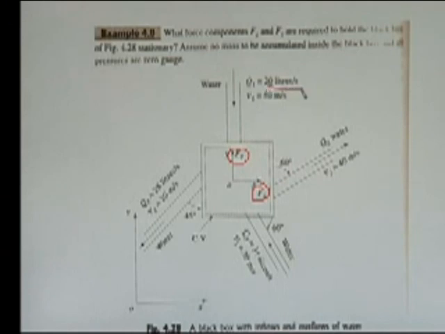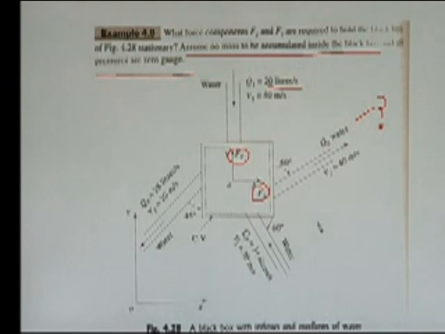So, in this problem Q1 is given, Q2 is not given, Q3 is given and Q4 is given. Since flow is a steady flow, here it is written, assume no mass to be accumulated inside the black box and all pressures are 0 gauge, means everywhere pressure is atmospheric pressure, right. With the help of continuity equation we can say that whatever flow rate is going inside must be going outside. So, we will get one equation, through that equation we can find out Q2.